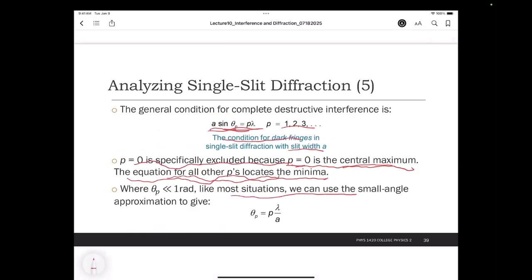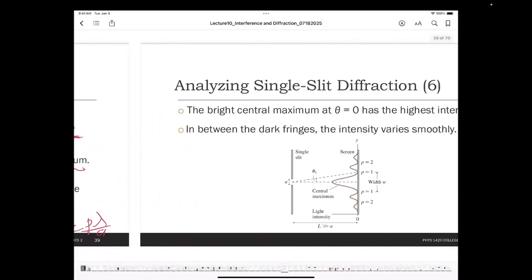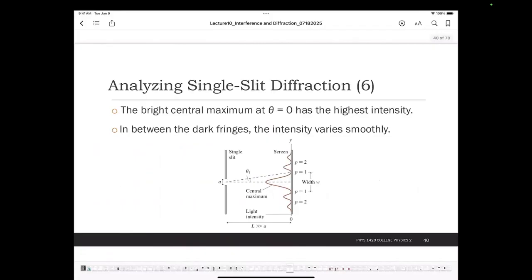In most situations we can use the small angle approximation, which means for a very small theta p, sin theta p equals theta p. We have already talked about this a lot. So a theta p equals p lambda, theta p equals p lambda divided by a, and we have this equation. That makes sense to you when theta p is much smaller than 1 radian.